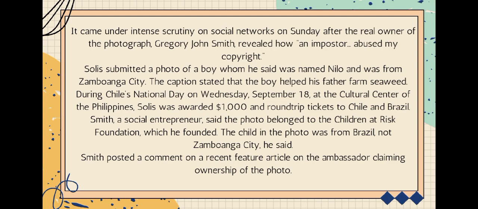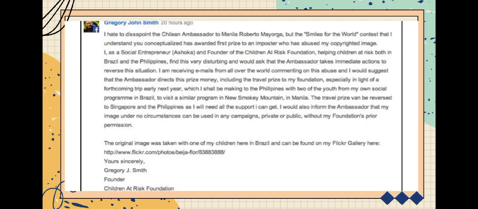Smith posted a comment on a recent feature article on the ambassador claiming ownership of the photo. He said, "I hate to disappoint the Chilean ambassador to Manila, Roberto Mayorga, but the Smiles for the World contest that I understand you conceptualized has awarded first prize to an imposter who has abused my copyright image. I, as a social entrepreneur and the founder of the Children at Risk Foundation, helping children at risk in both Brazil and the Philippines, find this very disturbing and would ask that the ambassador takes immediate action to reverse this situation."